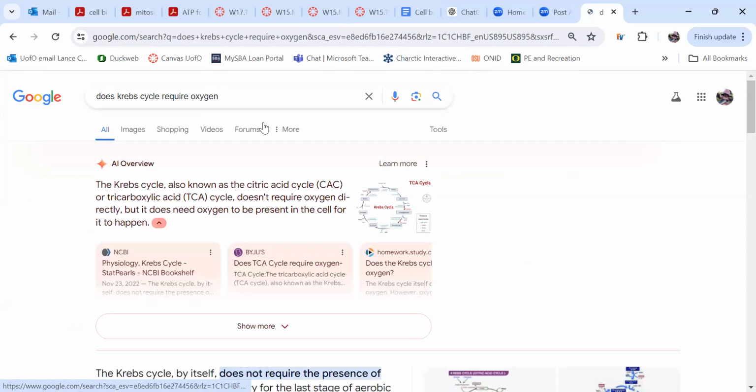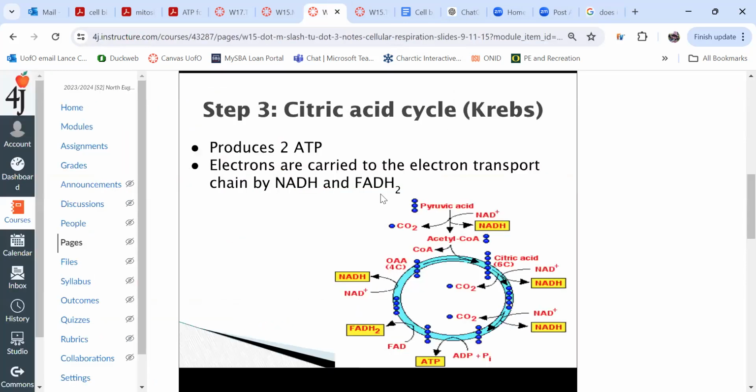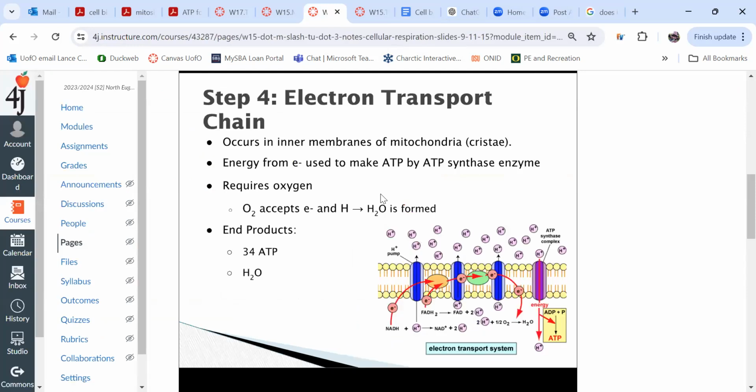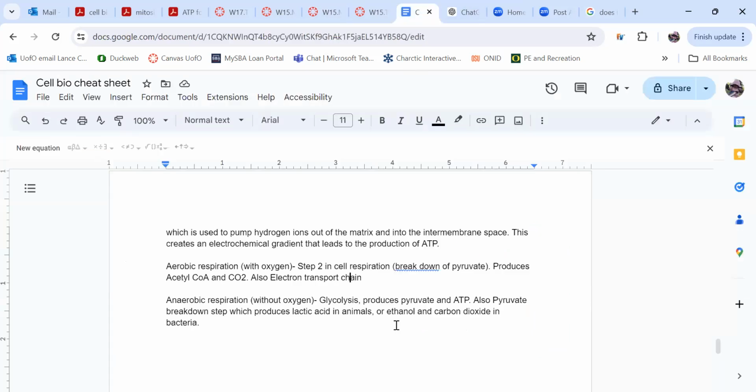The Krebs cycle, also known as the citric acid cycle, doesn't require oxygen directly, but it does need oxygen to be present in the cell for it to happen. That's because it needs it for the steps before and after. But the electron transport chain does require oxygen, which produces ATP and water. I'm gonna write that down.